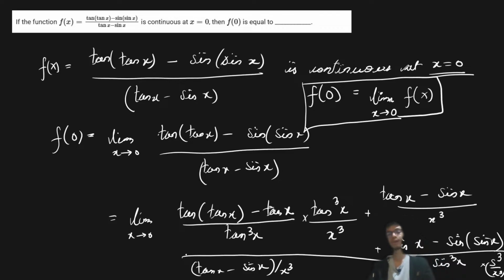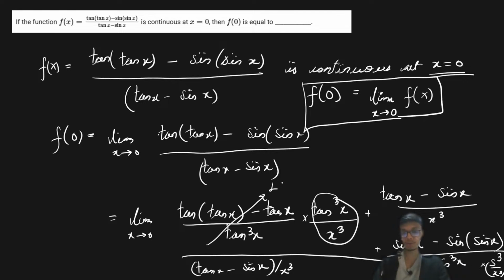Why I am doing it is that you will be amazed to know that this particular thing will go towards 1, and this particular thing will go towards one third, just by expansions. Similarly, this particular thing will go towards half.